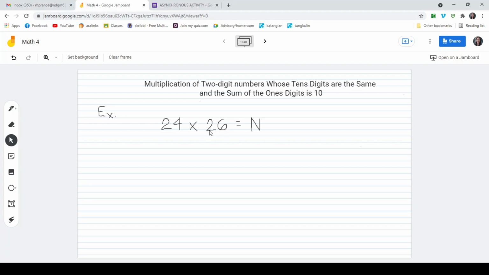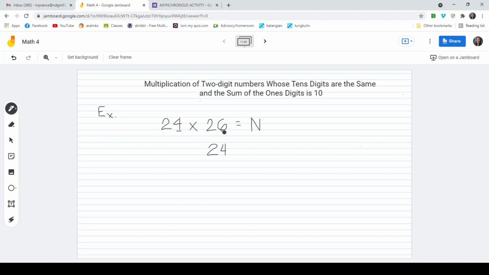So first, you have to multiply the numbers at the ones digit. So we have to get the product of 4 and 6. 4 times 6 is equal to 24. So write the product here below. Again, we multiply the ones digit, 4 times 6.